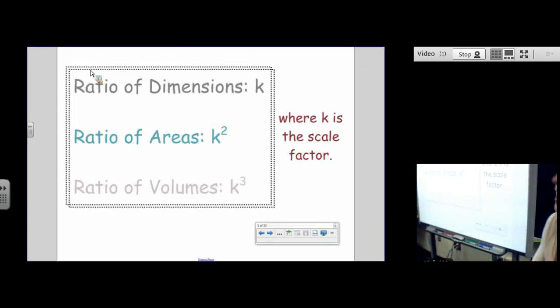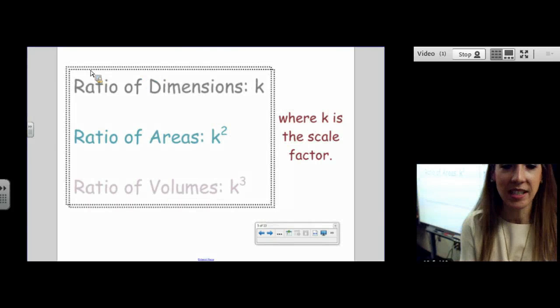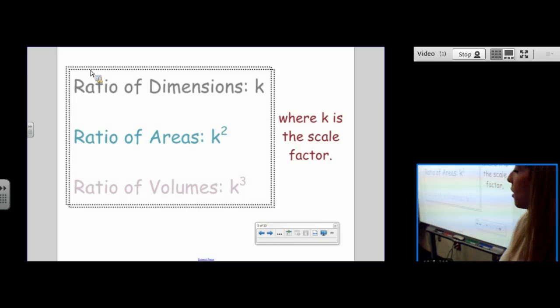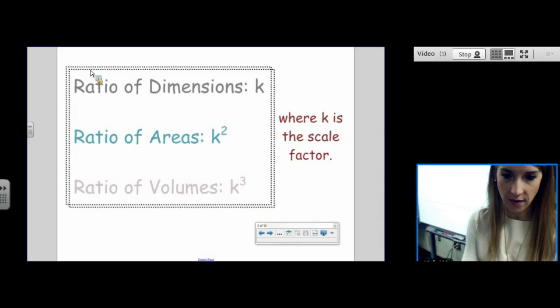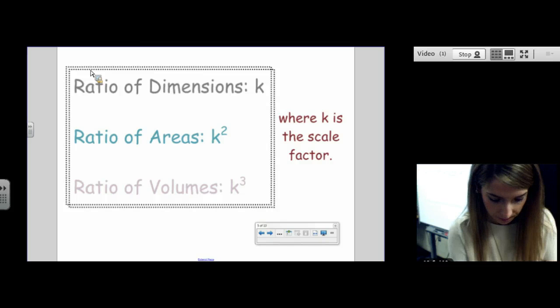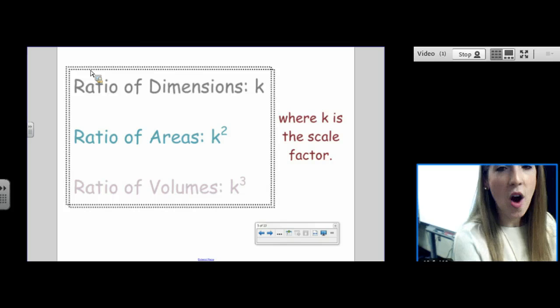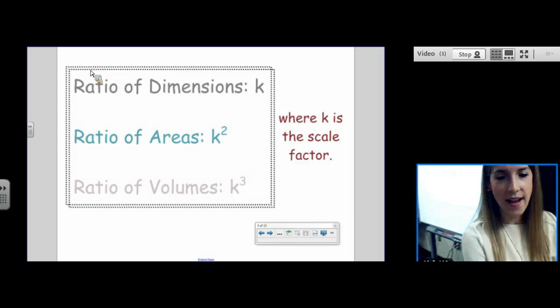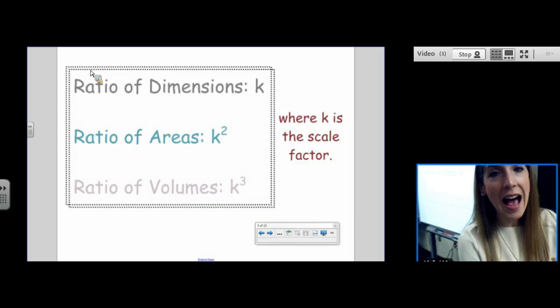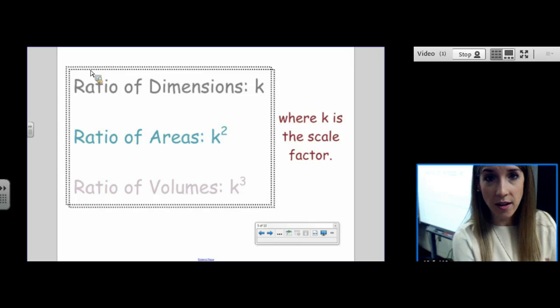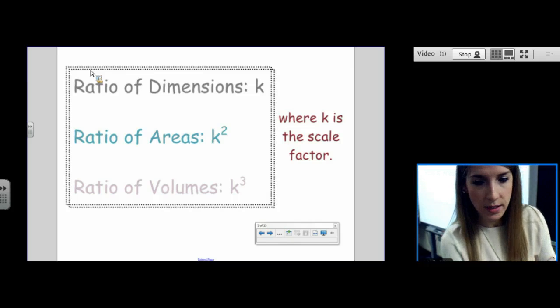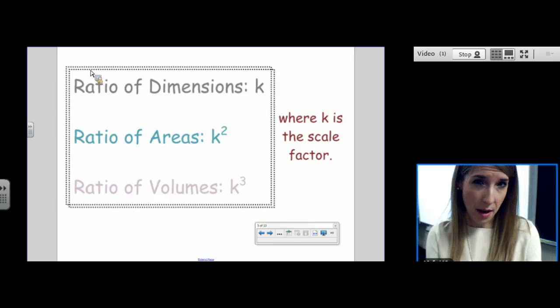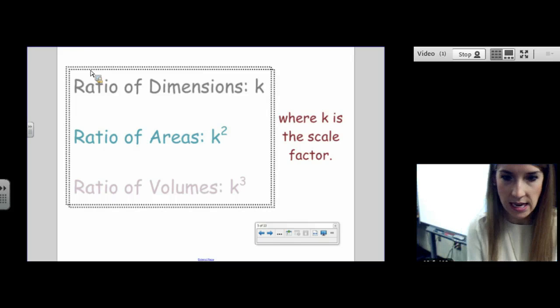Okay? All right, so this lesson is called Ratio of Area and Volume. So, if I call my scale factor K, because that's just what we're going to call it, the ratio of the sides is K. The ratio of the areas is K squared, K to the second power because area is 2D, and the ratio of the volumes is K cubed, K to the third power because volume is 3D.